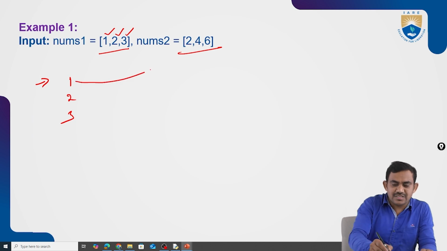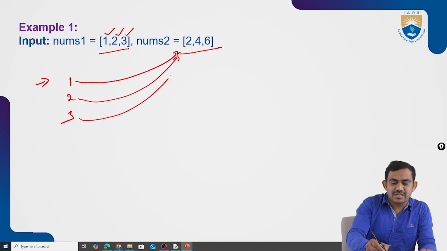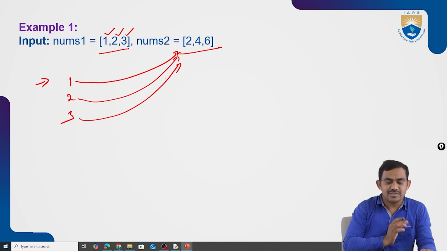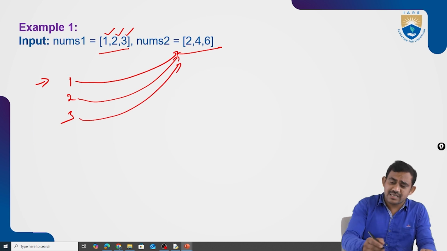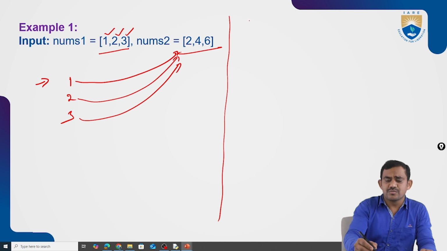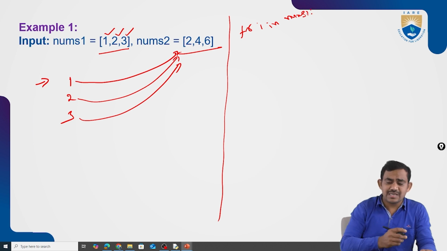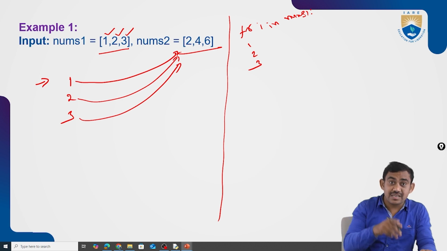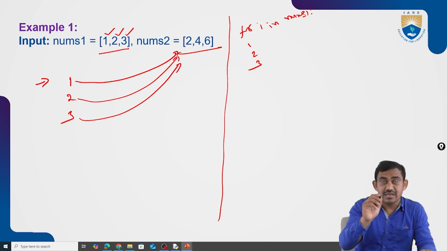Then 1 I need to cross check with num2, 2 I need to cross check with num2, 3 I need to cross check with num2. This is the process. Can I get the values one by one? Yes. What is the logic? Using a for loop: for i in nums1. My i is nothing but 1, 2, 3 one by one. Now what is your aim? I need to cross check whether 1 is in num2 or not.